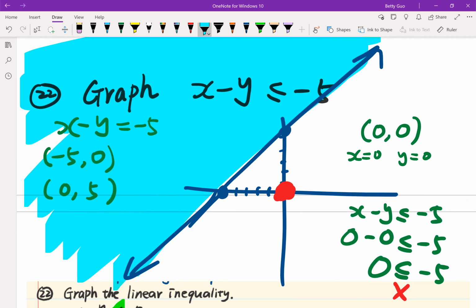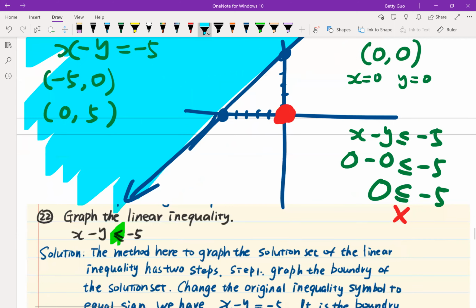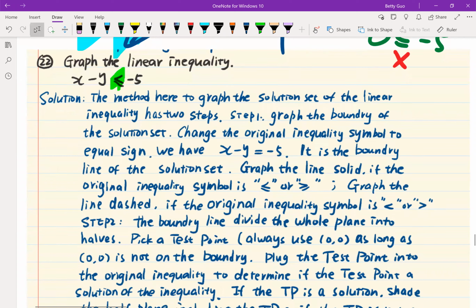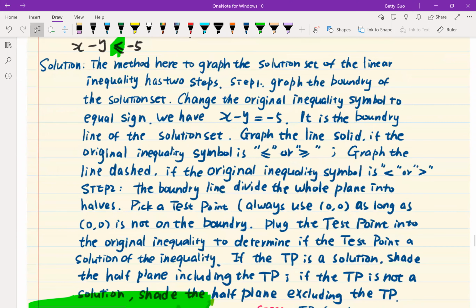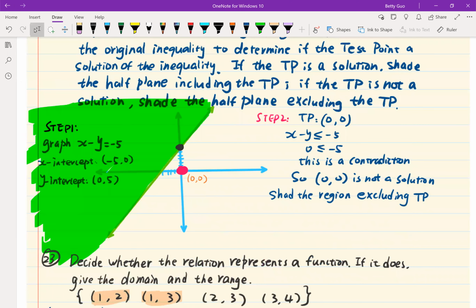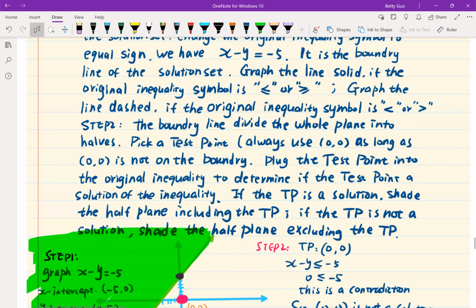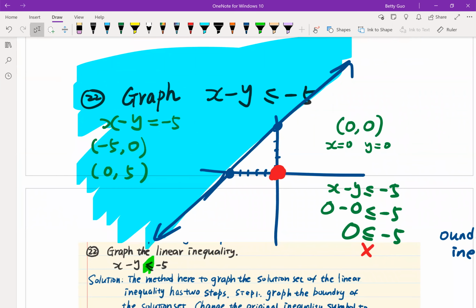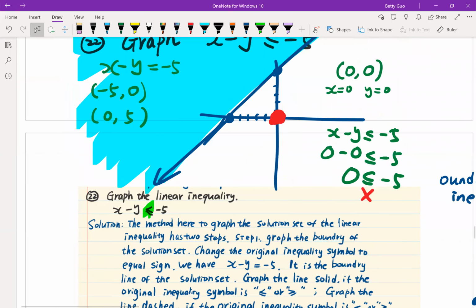Okay? Number 23. Yeah, I will post the review today in Moodle. I have all the steps clearly in my note in detail. You can study them for tomorrow. So if the testing point is not a solution, you shade the region without it. Suppose the testing point is a solution, then you shade the region containing it.